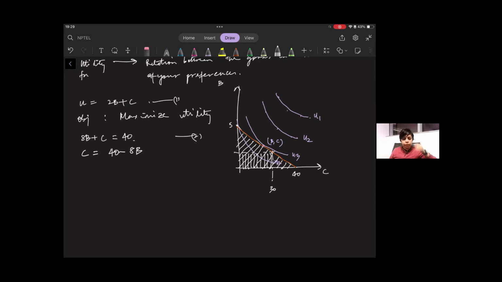Linear utility is usually not kind of preferred. Let's say it is something like this. Let me change the function. 2B into C. Okay, let's do it like this. The budget line will change.